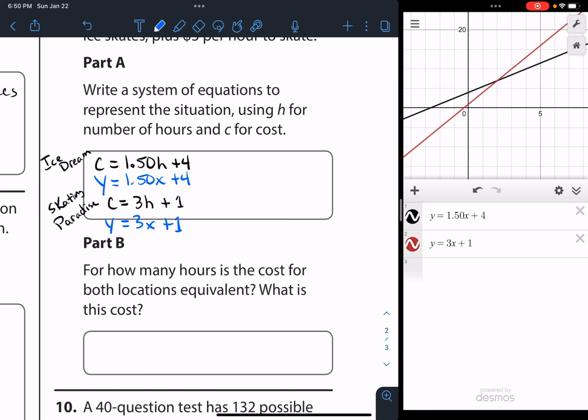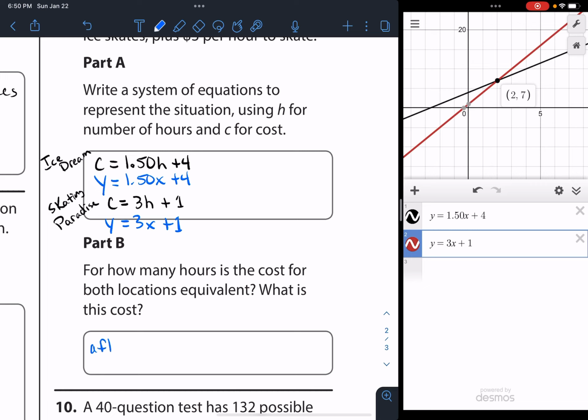Here's your graph. Clearly those black and red lines cross each other. I'm going to do the same as we've done before. We're going to click on the dot and see where they cross. That's at 2, 7. So the 2 represents the hours and the 7 is the cost. For how many hours is the cost for both locations equivalent? After 2 hours, they would cost the same, and the cost would be $7.